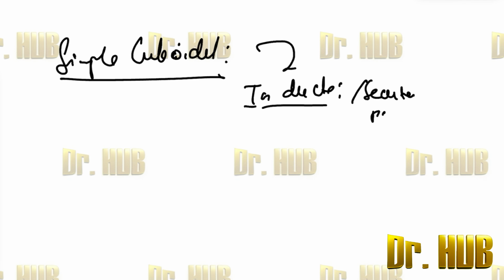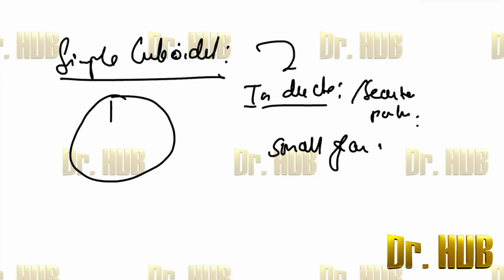Next we move on to the simple cuboidal. So what is meant by the simple cuboidal? Simple cuboidal is found in ducts and secretory portions of the small glands, and in kidney tubules. So it is present in glands and also in the kidney tubules.